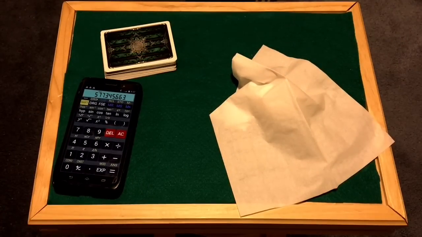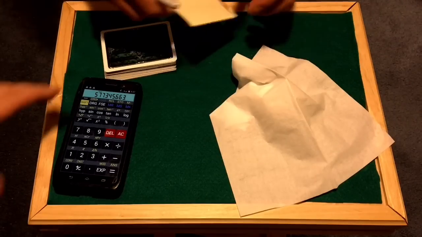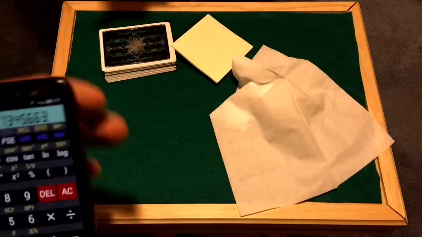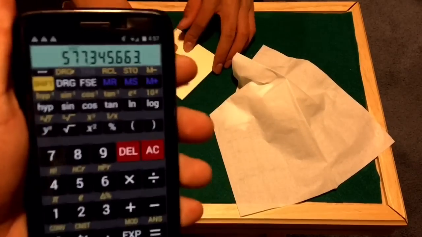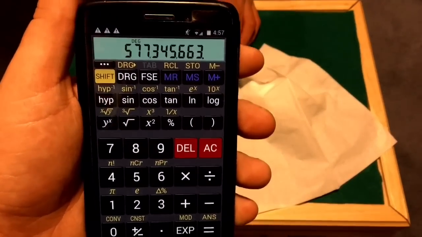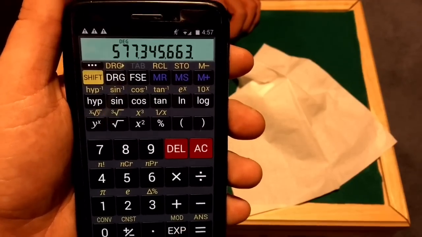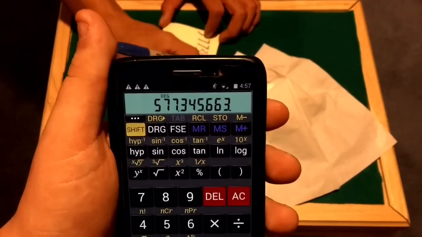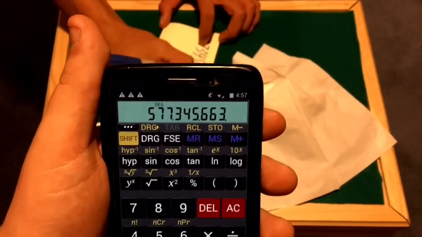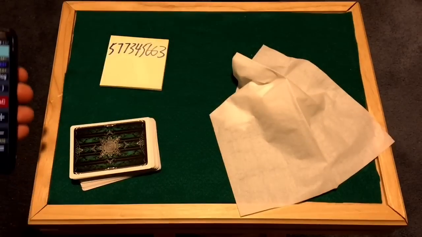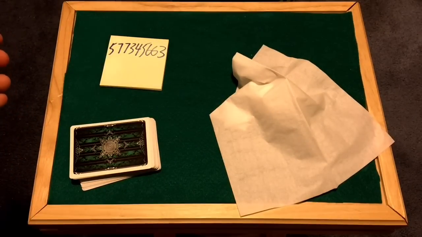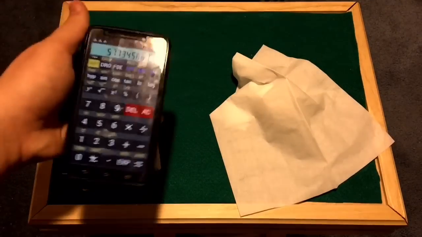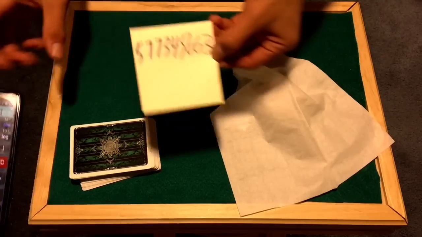And I'm actually going to write this number down. Robert, can you hand me that post-it pad, please? Oh, yeah, I got you. All right, here we go. I'm going to write the number down. So, Robert, if you could read the number out loud, please. 577-345-663. Please confirm that that is the right number. Yep, that is. Make sure the camera sees both.